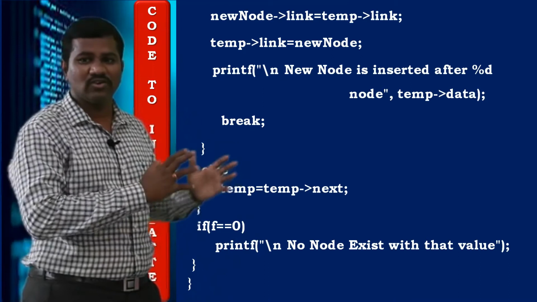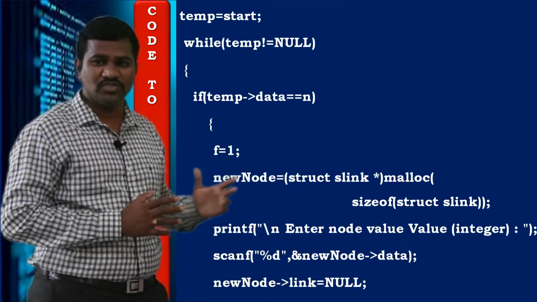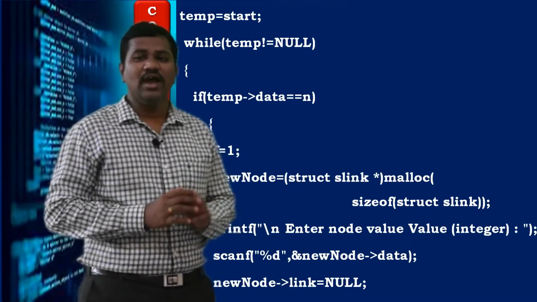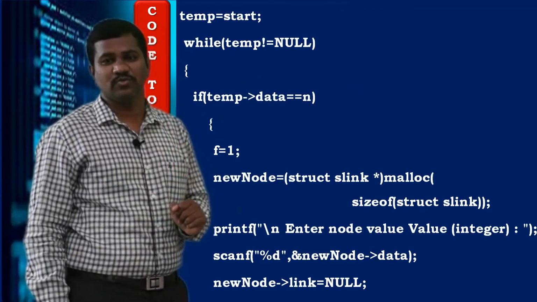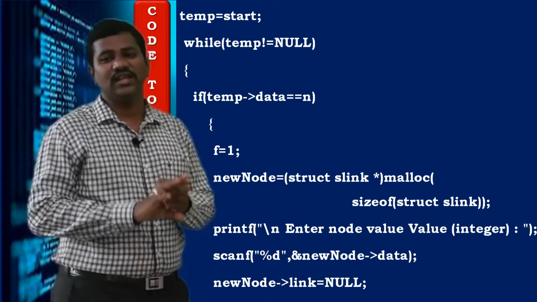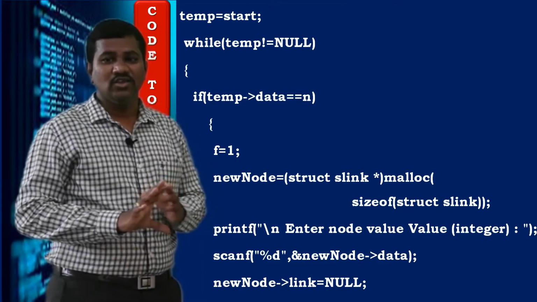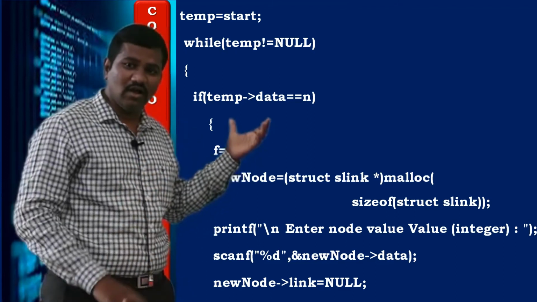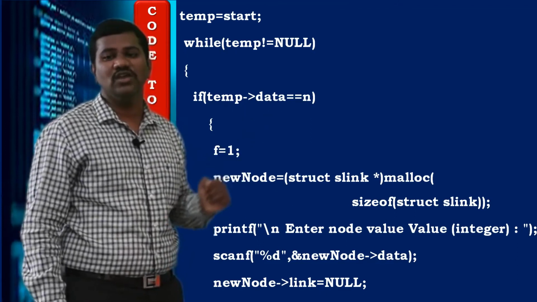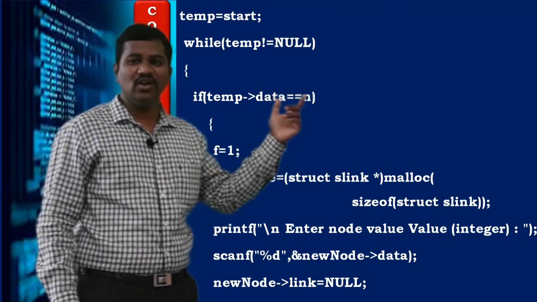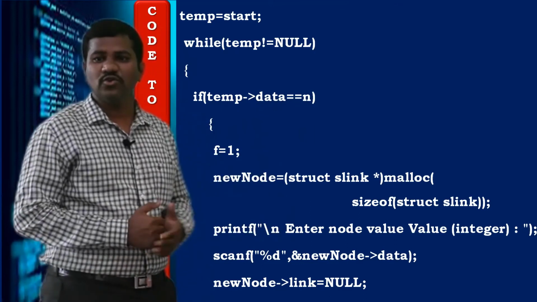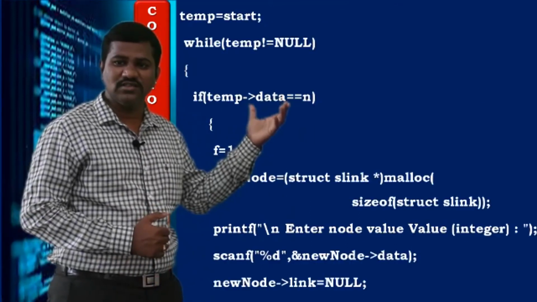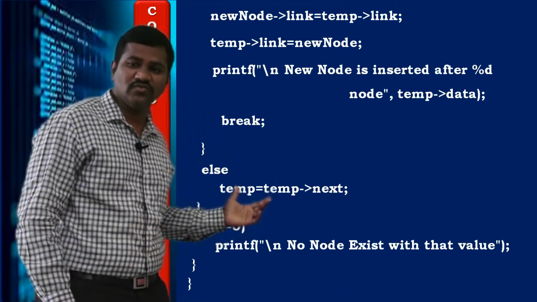Suppose, let us go back to the while loop statement here. My n value is going to be 200, let us assume. In the linked list, I have 10, 20, 30. So the if part is always going to be false. First, the value of n is 200, and my first node value is 10. Here the condition is false. It doesn't enter into the if part. It goes to the else part.